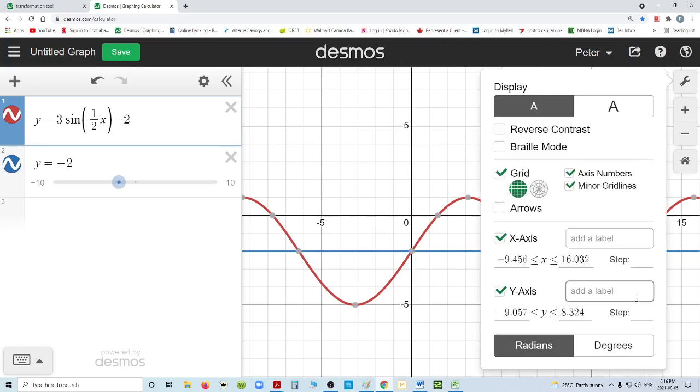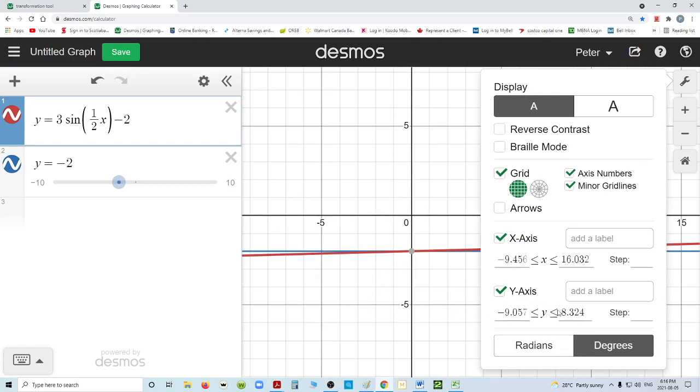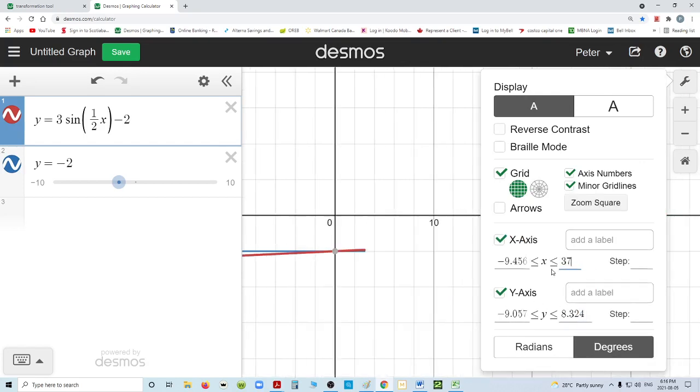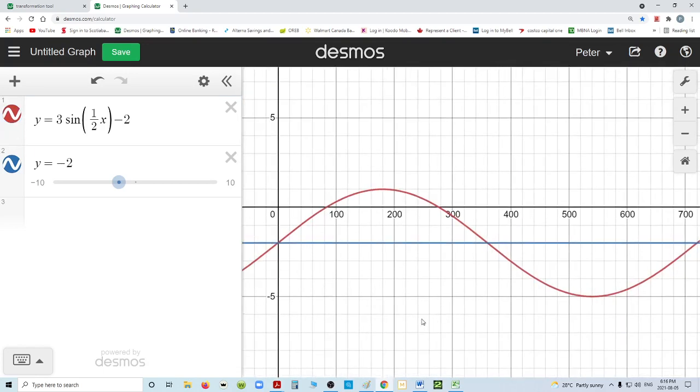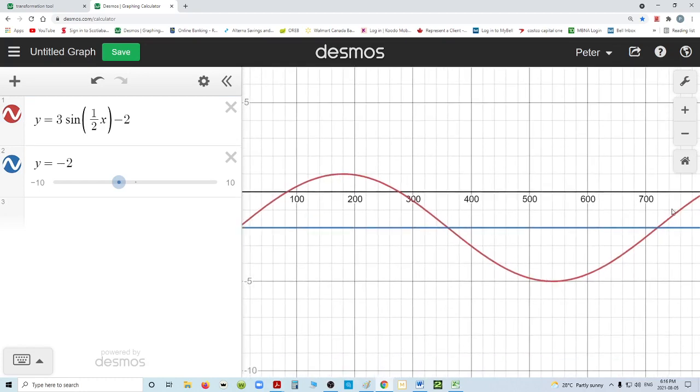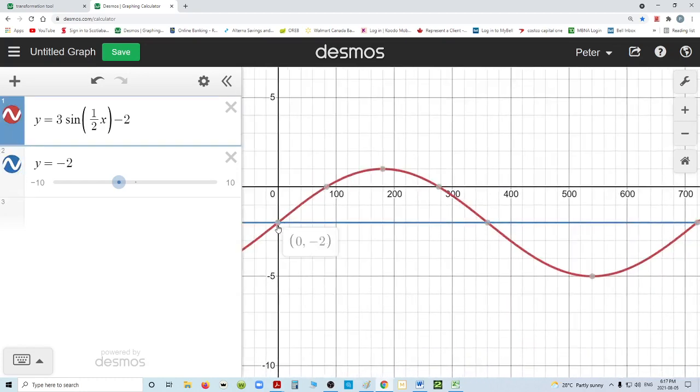And you can switch that to degrees and you'll see it much easier. And we'll go from this to 720. There we go. So I switched to degrees so you can see it easier. And there's the period right there. It ends at 720 and starts here at 0, 0. And here's the normal sine curve.